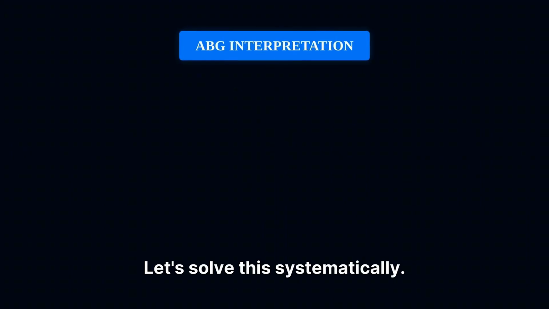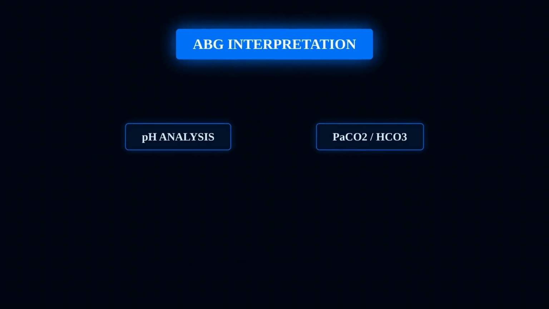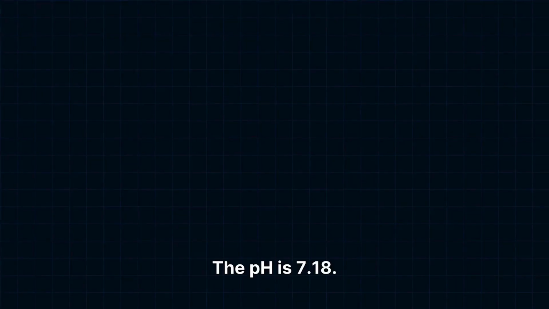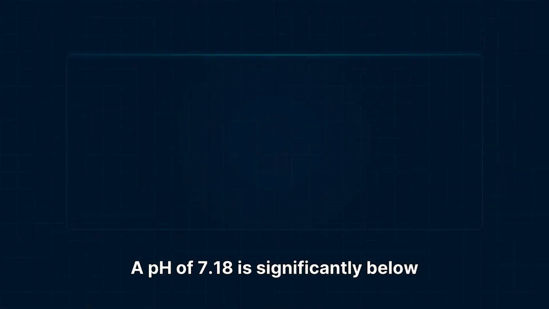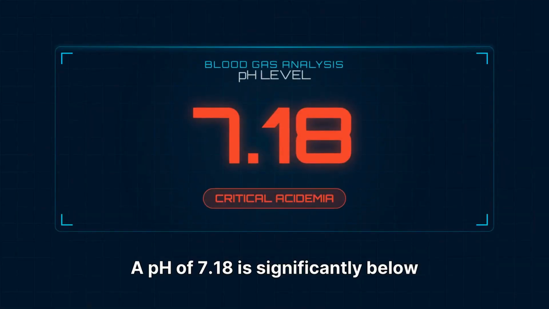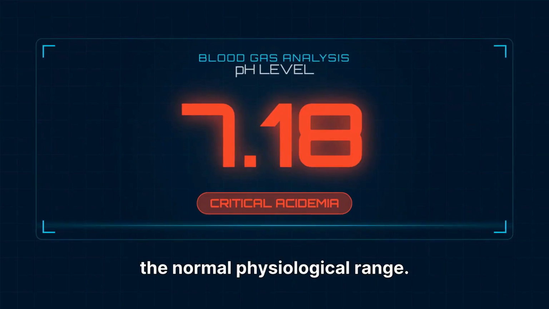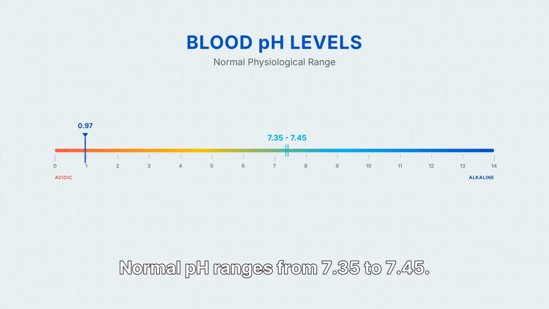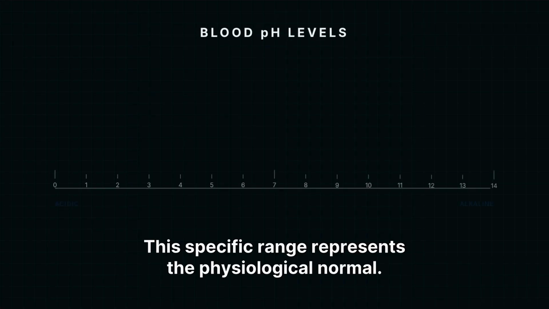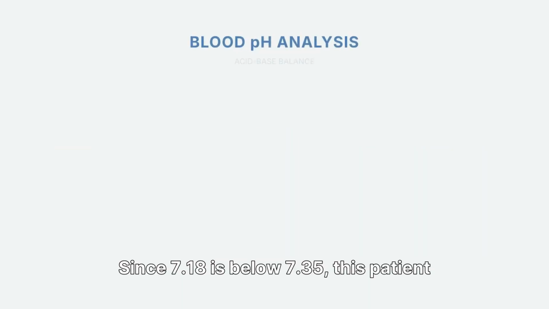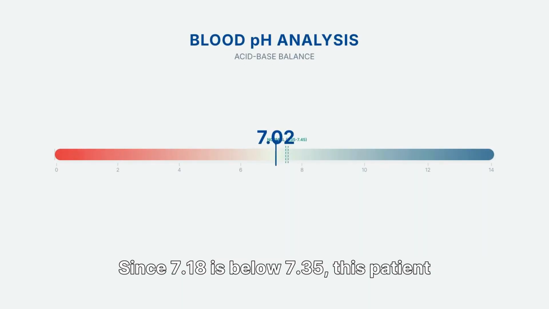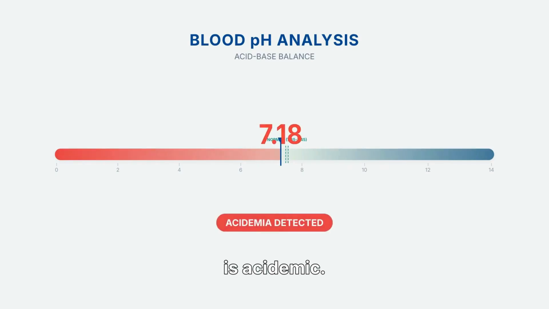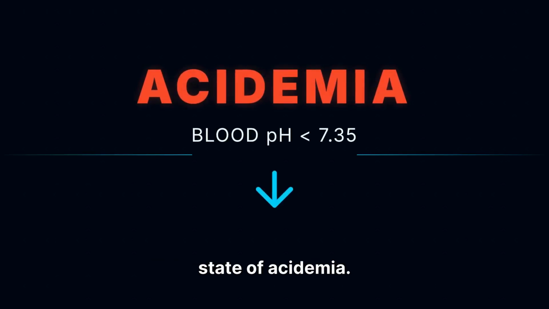Let's solve this systematically. Step 1, assess the pH. The pH is 7.18. A pH of 7.18 is significantly below the normal physiological range. Normal pH ranges from 7.35 to 7.45. Since 7.18 is below 7.35, this patient is acidemic.